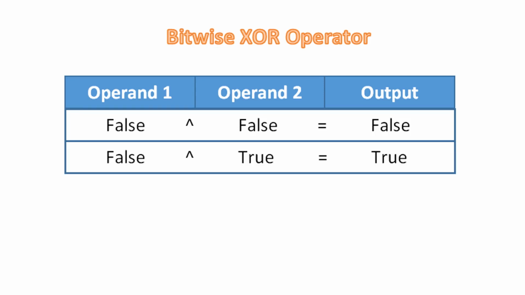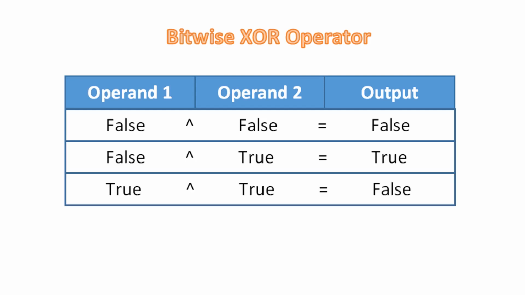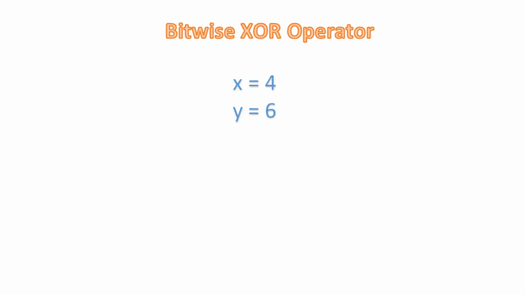When one operand is false and another operand is true, then the output is true. When both the operands are true, then the output is false. Here, if both the operands are same, then the output is false. When both operands are different, then the output is true. Here the variable x is equal to 4 and y is equal to 6.